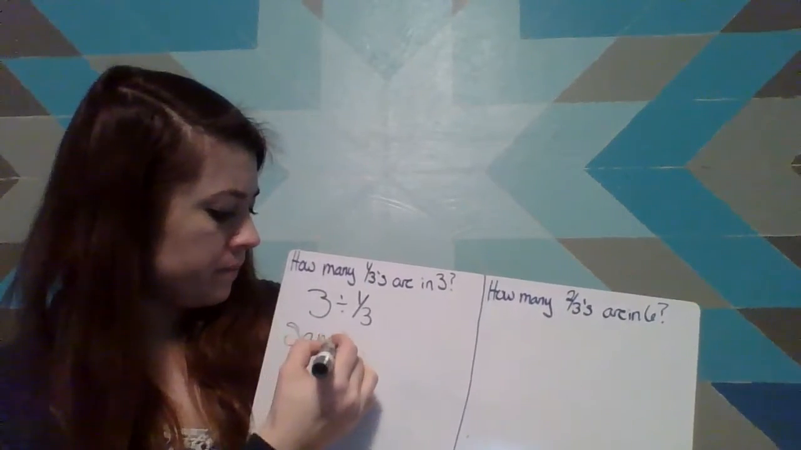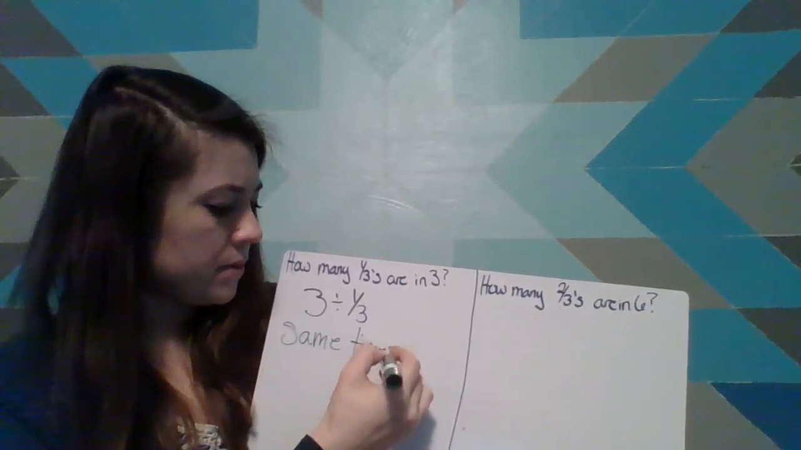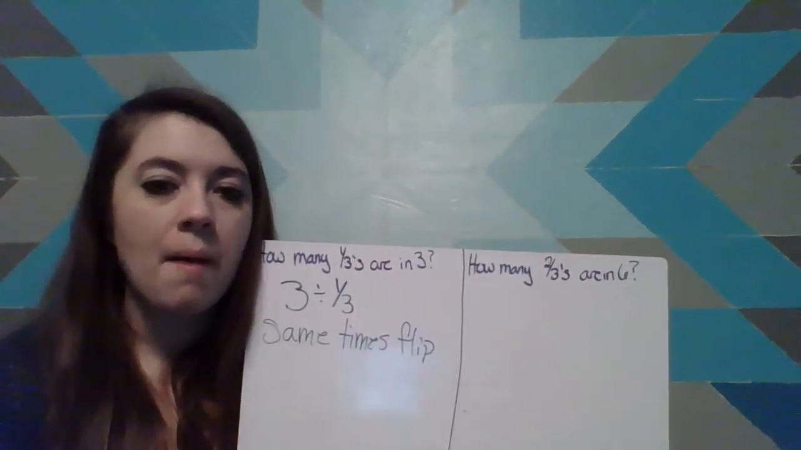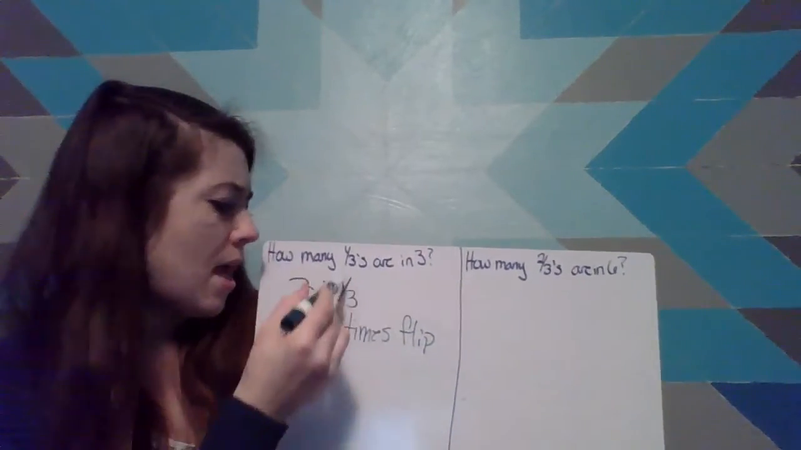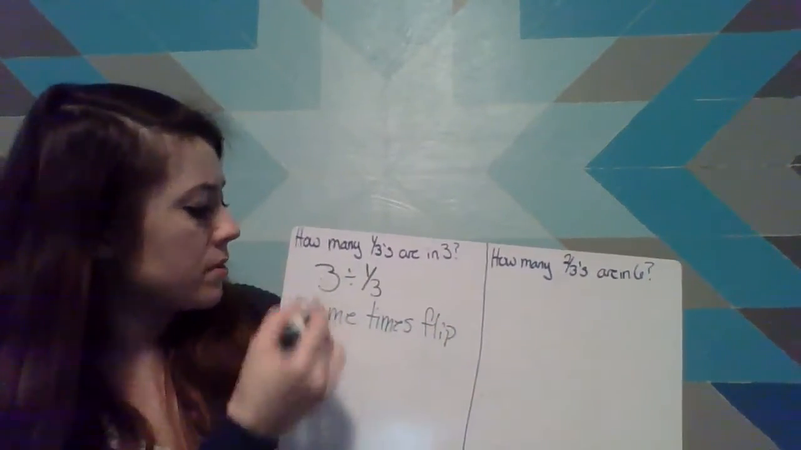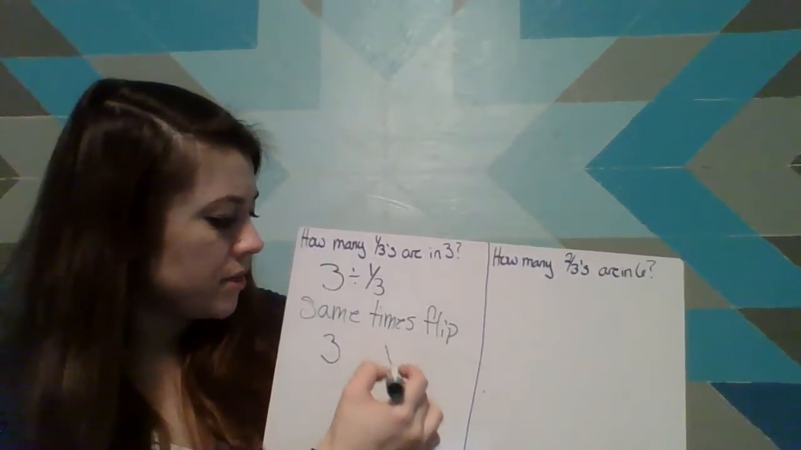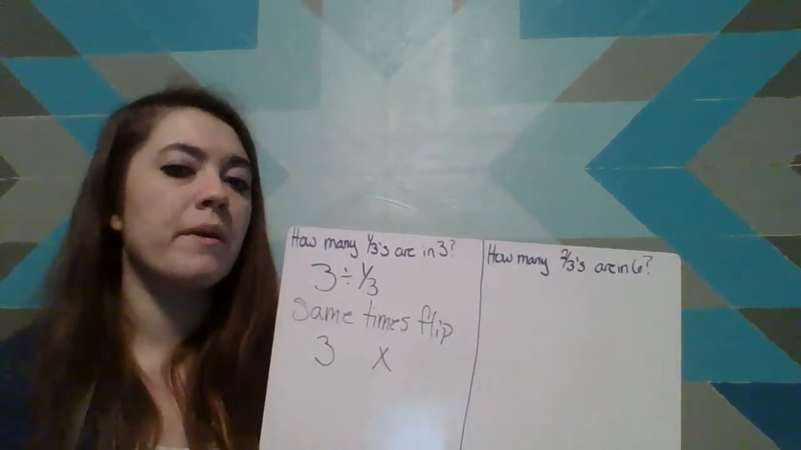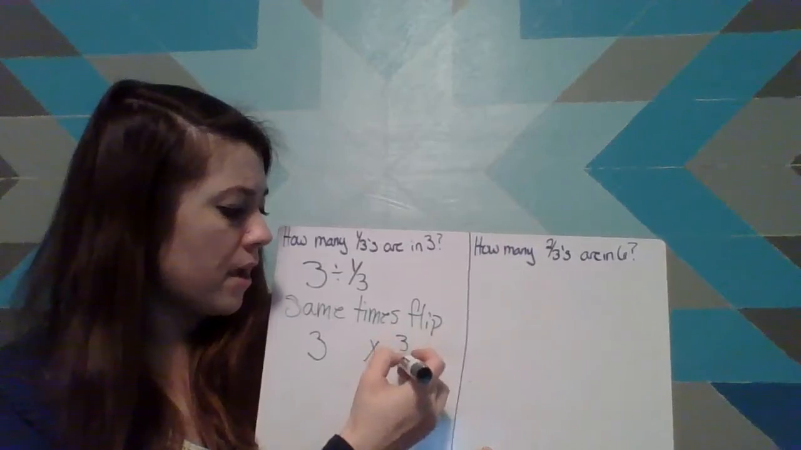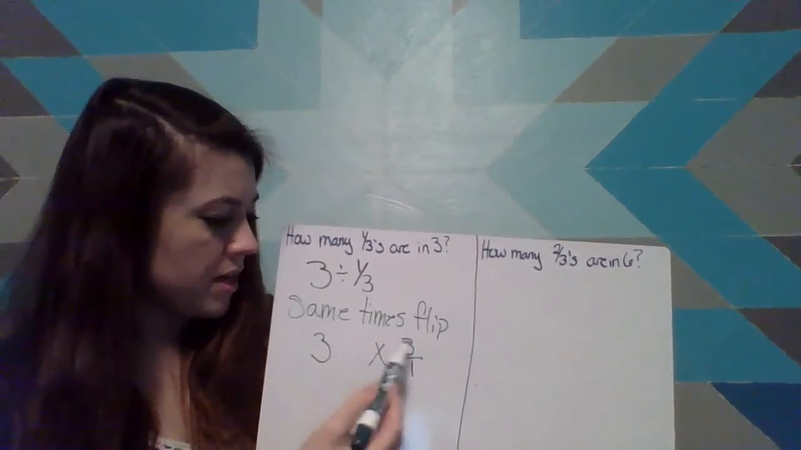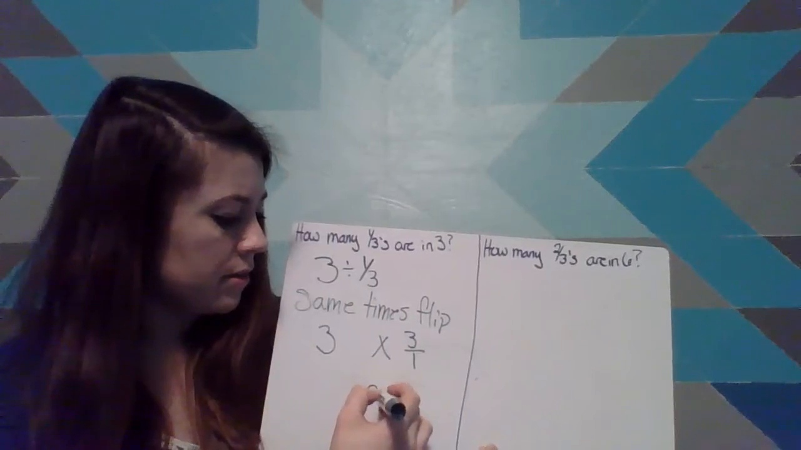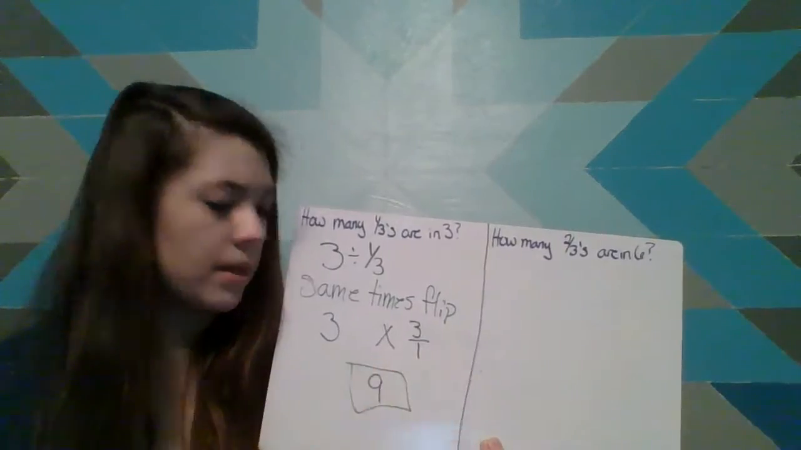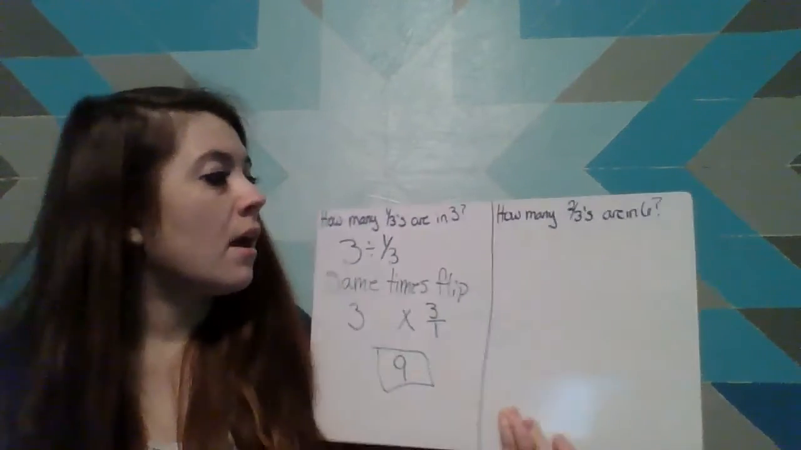Same times flip. If it helps you remember how to solve this problem, by all means, write out same times flip and then rewrite the problem based on that. So, same, 3 stays the same, division becomes times, and flip: 1 over 3, we flip that around, we find the reciprocal, and we end up with 3 over 1. So, 3 times 3 is 9. So our answer is 9. And there you go. There's your final answer. Nothing else past that. All right, next one.